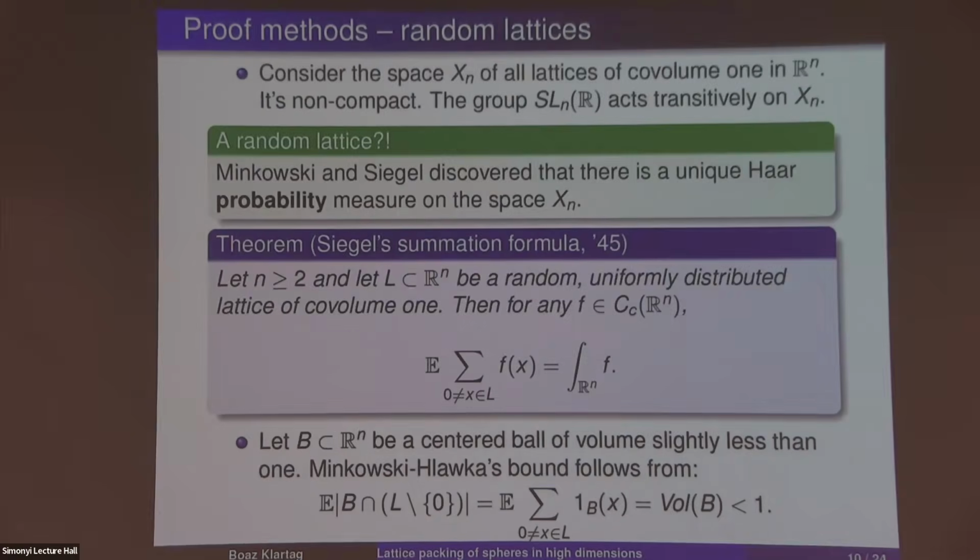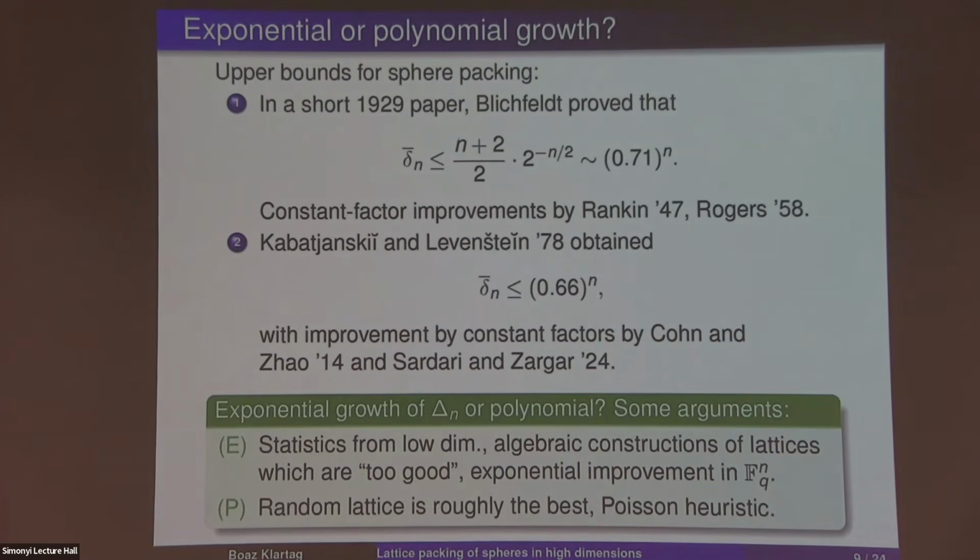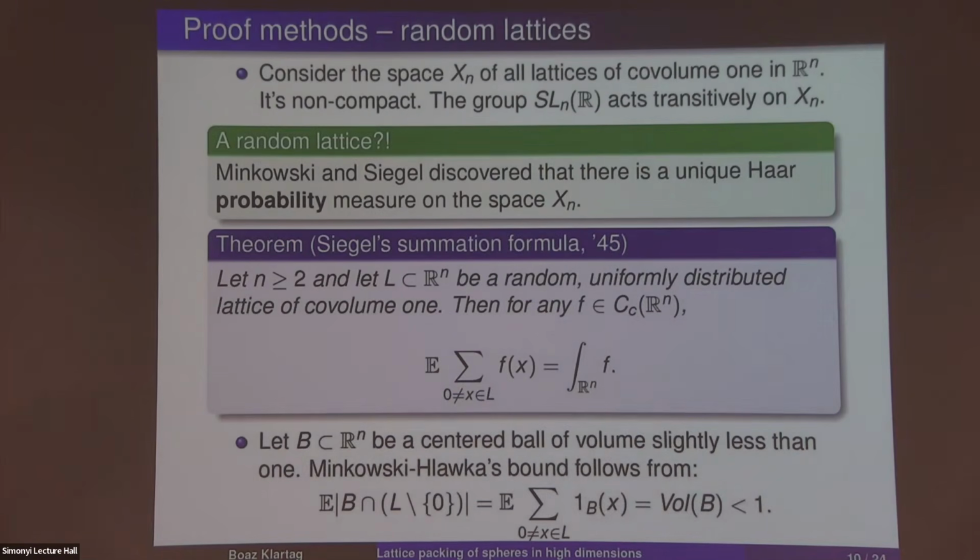Now this is all about the results. Let me tell you a few things about the proofs and the ideas at least. Any questions about the story of sphere packing, the results? Okay, so now let me switch to discussing the proof. How do you prove something about lattice sphere packings? Let's look at the space of lattices. We call it X_n. This is the space of all lattices of covolume 1 in R^n. Lattices can degenerate.